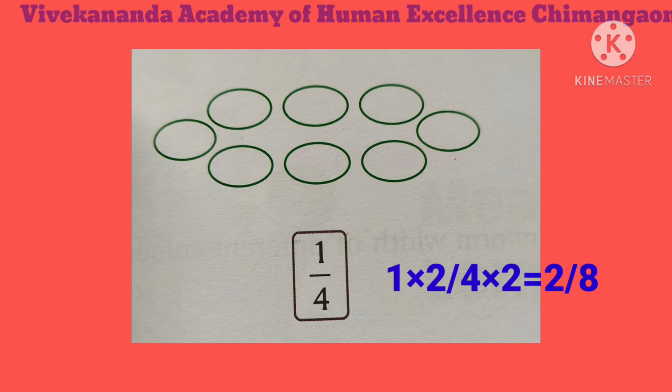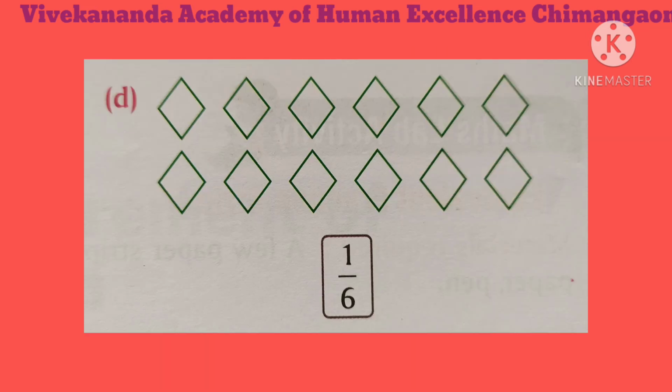So now, out of 8 oval shapes, we shade 2 oval shapes, which means we get the equivalent fraction of 1 upon 4 as 2 upon 8. So out of 8, 2 ovals we have to shade. So now we shade 2 ovals.